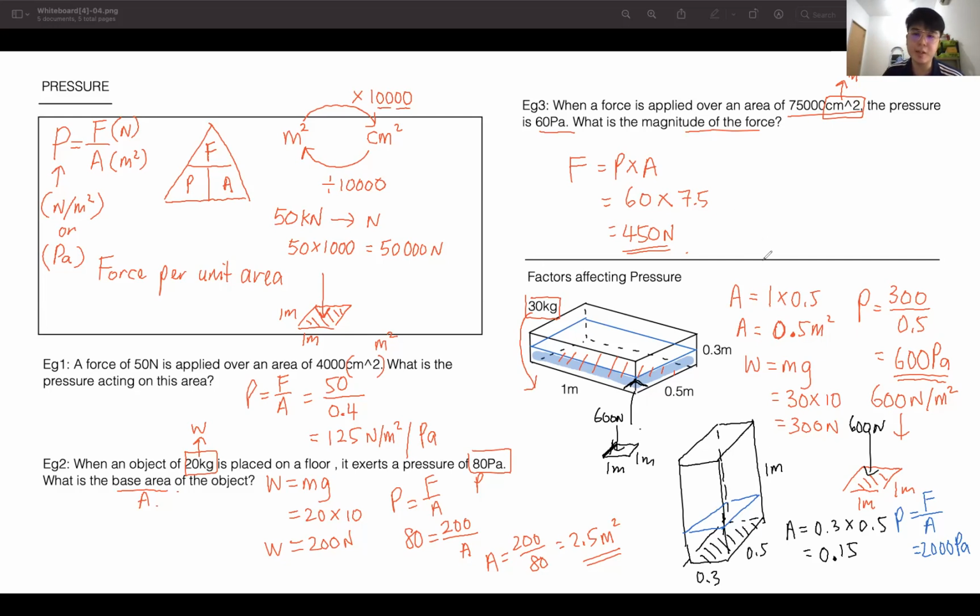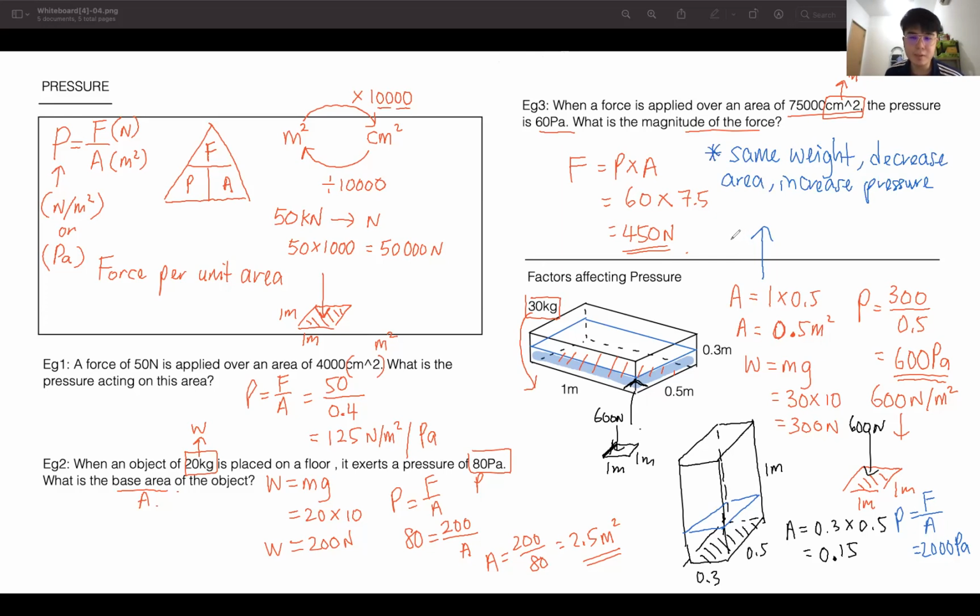So we can conclude that with the same weight, if I decrease the area, then I increase the pressure. This is the first one.